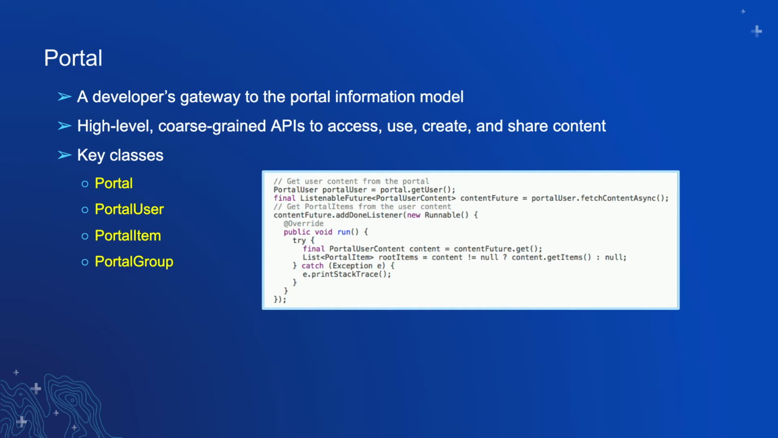The first one is the Portal class. It represents ArcGIS Online and the on-premise portal in the API. And after you sign in to your portal as a named user, you can obtain the information of your current named user through the class PortalUser. And you can also search content such as the portal items or a group that you belong to through the PortalGroup.